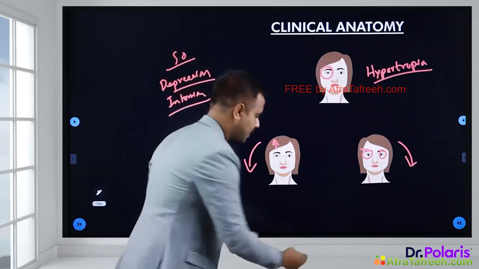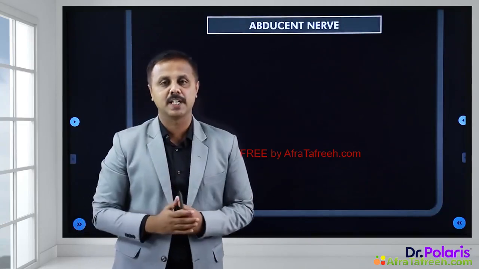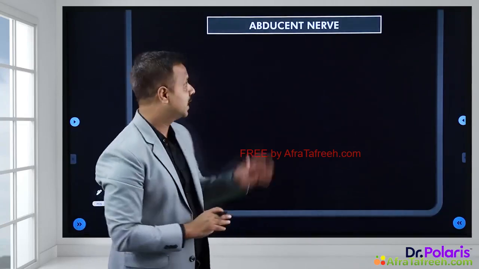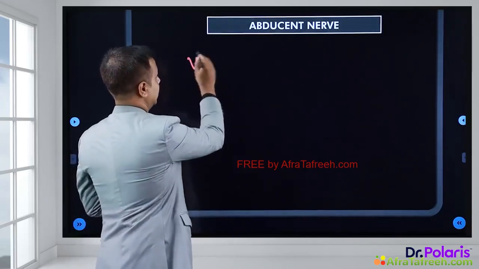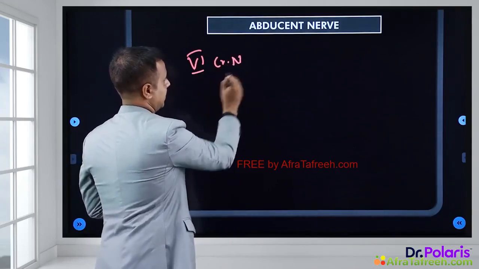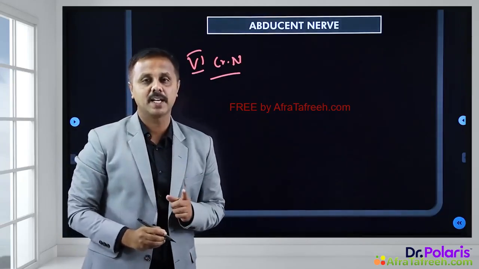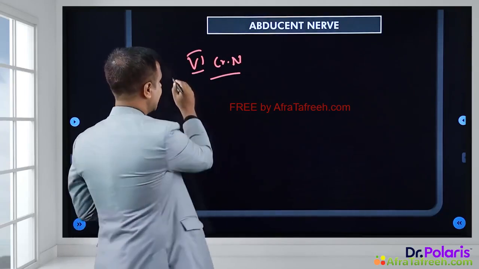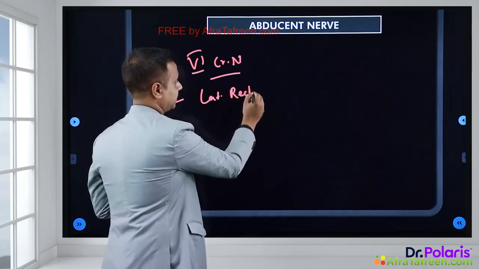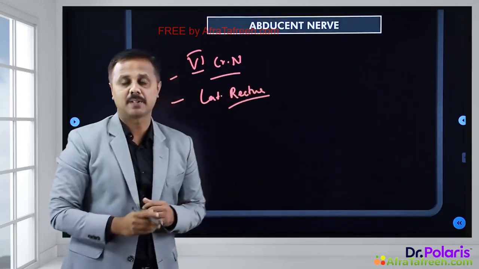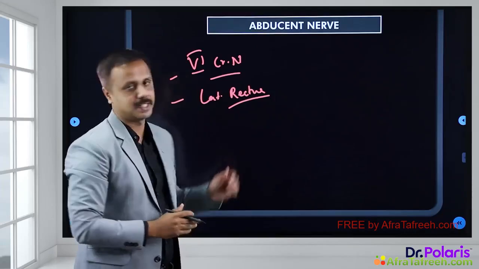Once we have learnt about the trochlear nerve, let's focus on the last of the cranial nerves that supply extraocular muscle, that is the abducent nerve. The abducent nerve is the sixth cranial nerve. Even though a cranial nerve, this also supplies only one muscle just like the trochlear nerve. And what muscle is that? This supplies the lateral rectus. The muscle supplied by the trochlear nerve is the superior oblique. The muscle supplied by the abducent nerve is the lateral rectus.